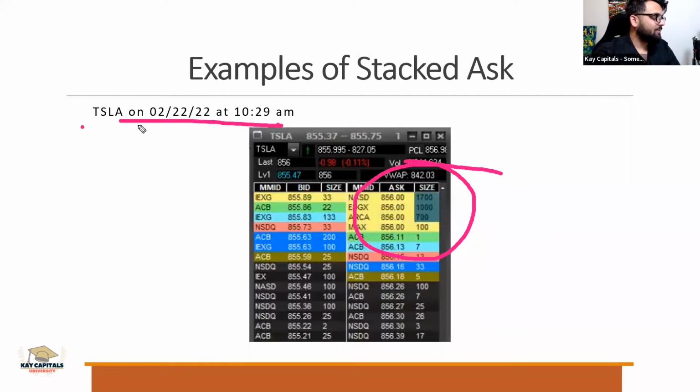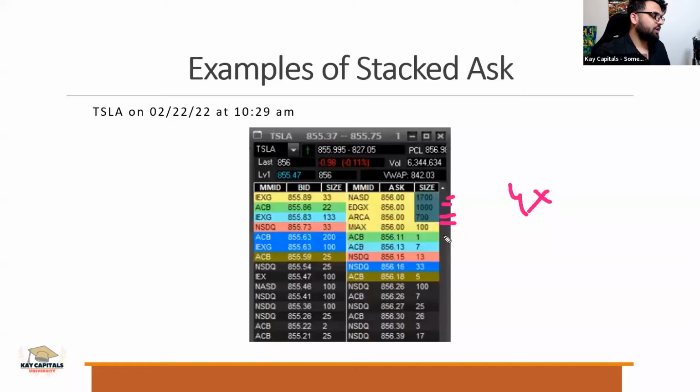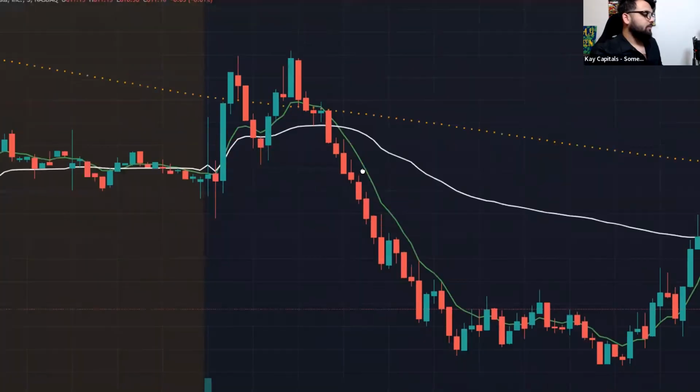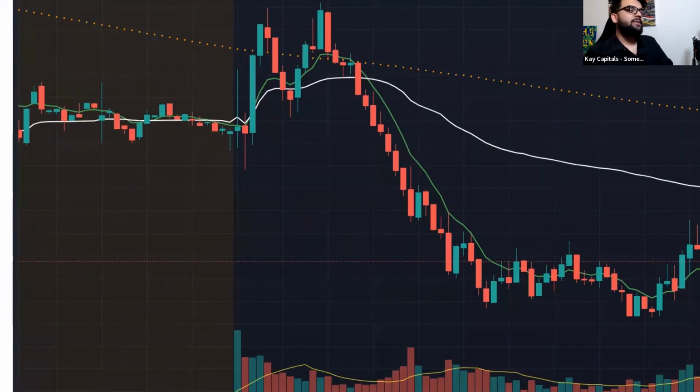So here, Tesla on 22nd Feb, 856, we have 4 different exchanges sitting at the same price point. That's roughly 3,400 shares times 856, 29 point something million, sitting to get filled at 856 at 10:29. Now let's see what the charts look like. Look at these charts. This was the 856 right here. And what happened? Let me zoom in a little bit. Look at this. This is where your technical analysis will come into place as well. We'll do the price action.